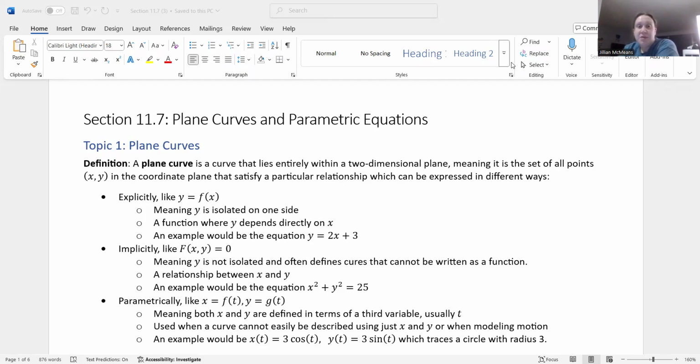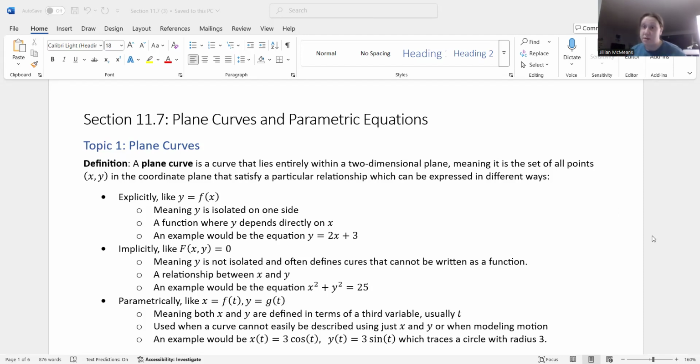All right, so 11.7 is plane curves and parametric equations. I don't want you to get freaked out by the amount of words in this worksheet. It's very wordy, with a lot of explaining at first, but once you get into it, it's not terribly difficult at all. It's a nice way to end this course. We have six topics. A few of them are just background information, and a few of them have problems that we have to work. So let's dive in.